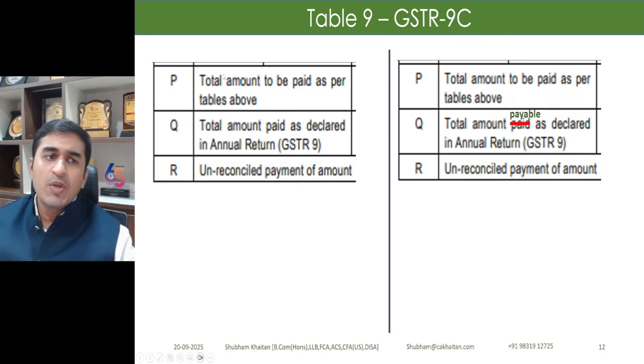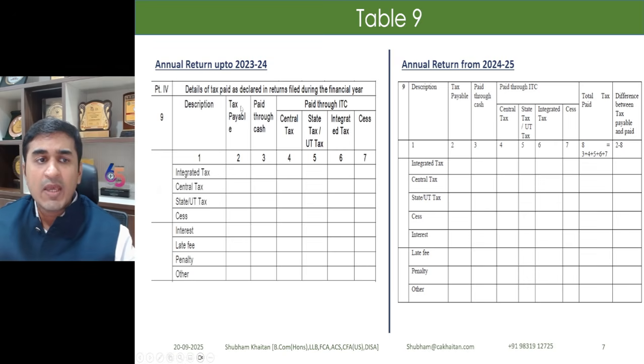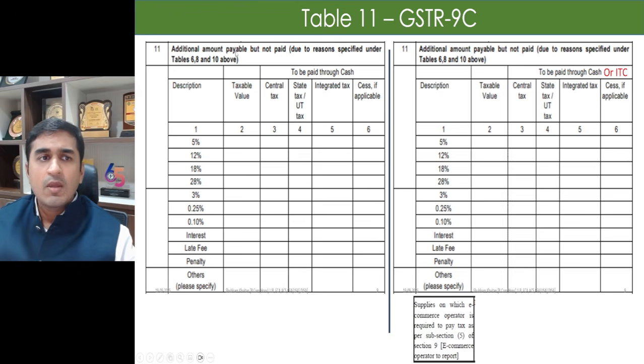Also there is a change in language. So table 9Q used to talk about total amount paid as per annual return, whereas it borrows figures from the column of tax payable. So they are borrowing from tax payable, which is column 2, which is tax payable. So here they have changed the language from paid to payable, which is right.